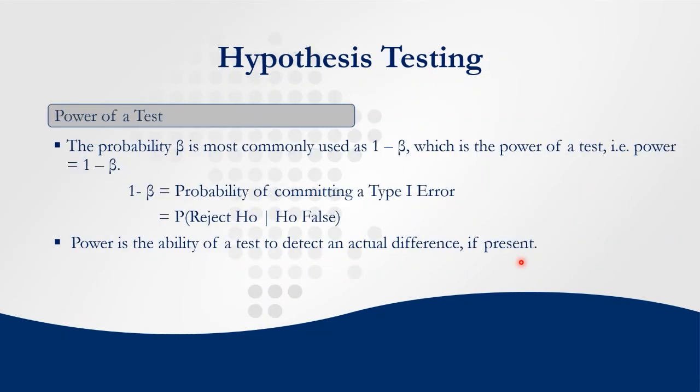So we call it the power of a test, where we reject H naught when it is false. Because it's a statistical test, the power of a test is its ability to pick up differences when they are actually there. Usually we set the power to be at 0.8.